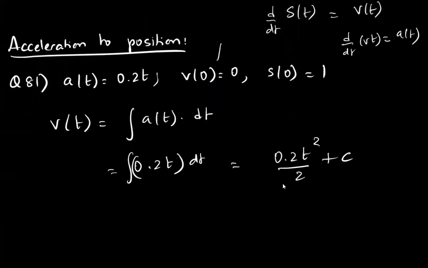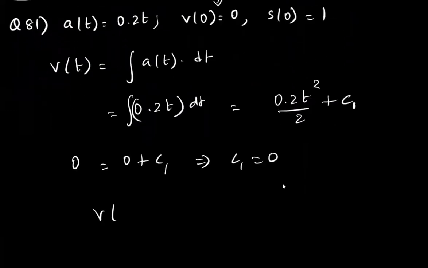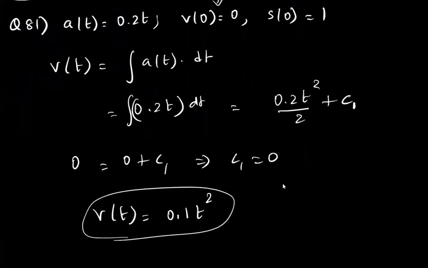Now take this value, initial value given. So 0 is equal to, so because we are going two steps, right? We are going from acceleration to velocity and velocity to position. I'll just use two subscripts for my constant. So I've called this C1. So I substitute 0 for t, then I get 0 plus C1, which means C1 is equal to 0. So what is my velocity function now? My velocity function is 0.1 t squared. That's it. This is my velocity function.